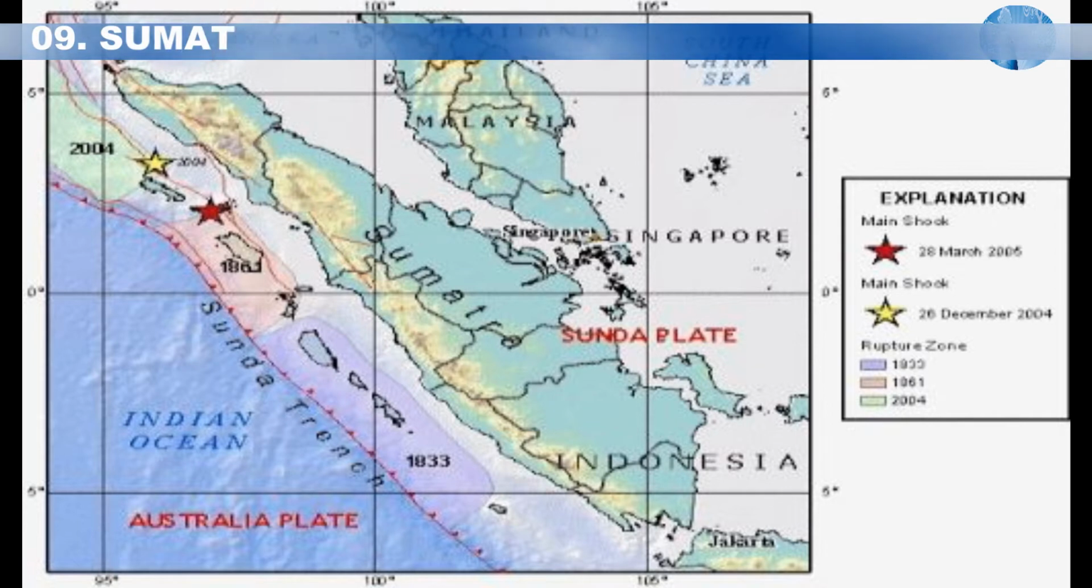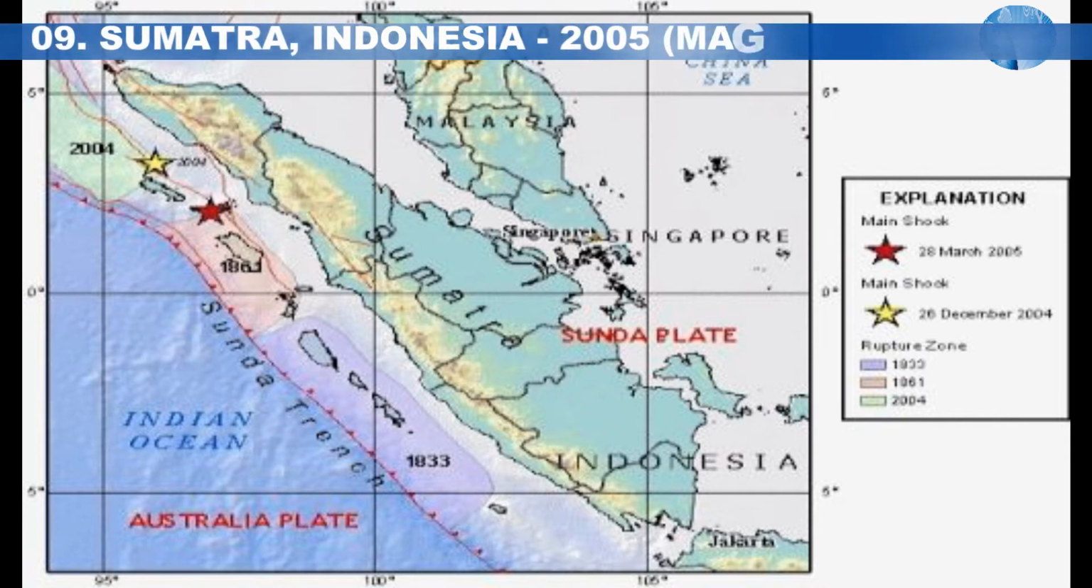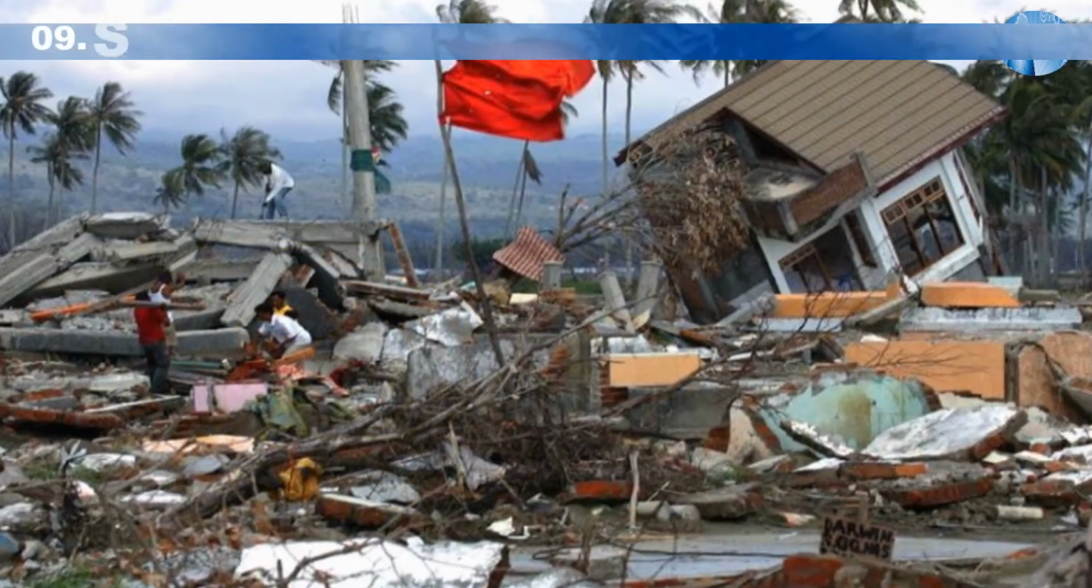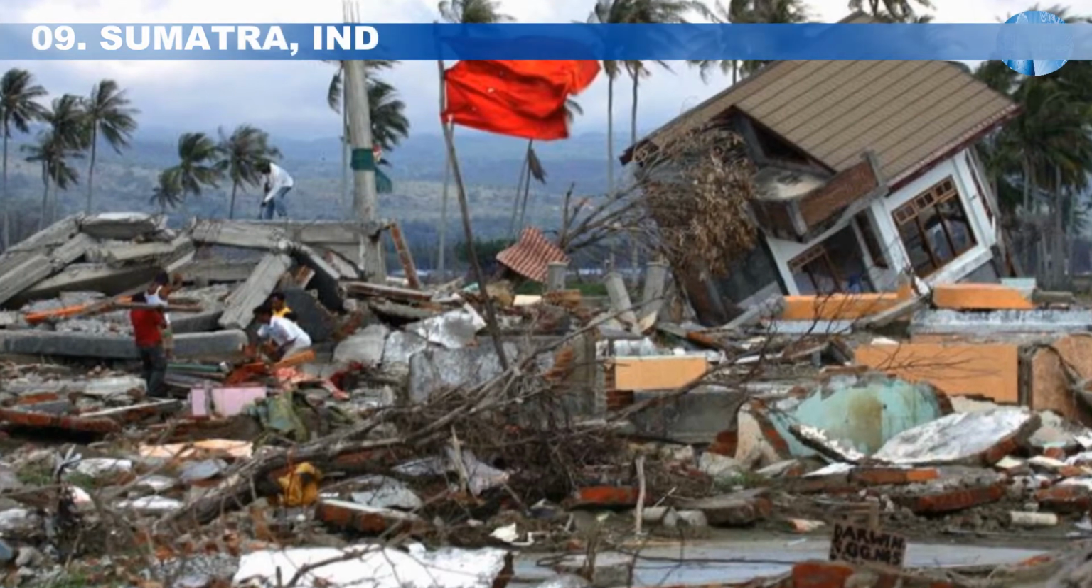Number 9. Sumatra, Indonesia, 2005. Magnitude 8.6. The Sumatra earthquake was a major earthquake which occurred on March 28, 2005, located off the west coast of northern Sumatra, Indonesia. An estimated 1,300 people were killed by this earthquake, mostly on the island of Nias.